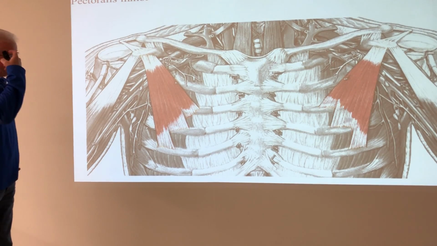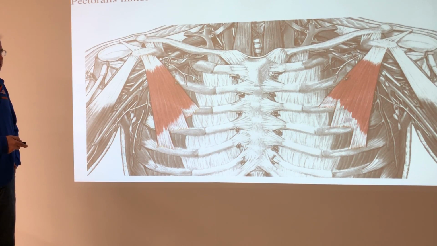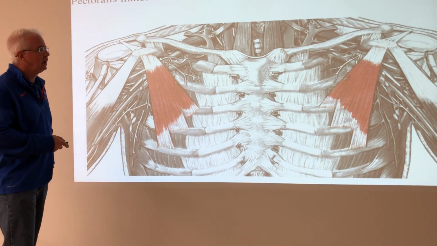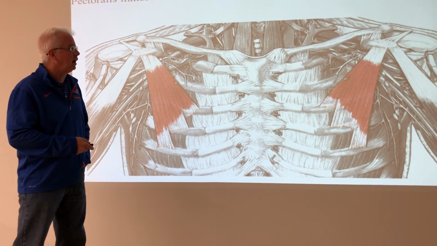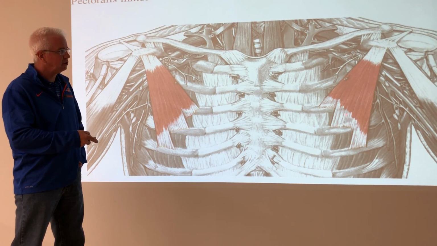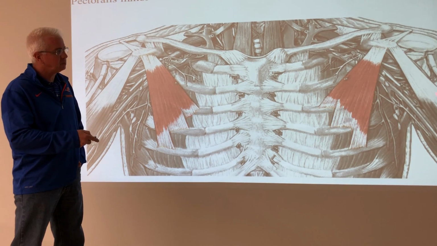Here's the deep muscle to the pectoralis major. This is the minor. This muscle has attachments to the ribs 3, 4, and 5, ribs 3 to 5, and to the coracoid process. It attaches to ribs 3, 4, and 5, and to the coracoid process. Now, this picture here shows you the pectoralis minor. But you can also see another attachment here to the coracoid process. Can you tell me what that is?